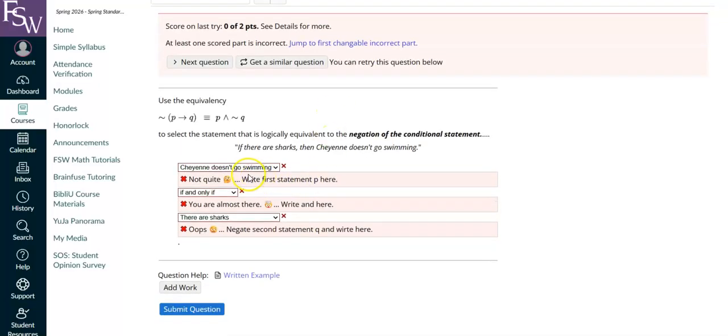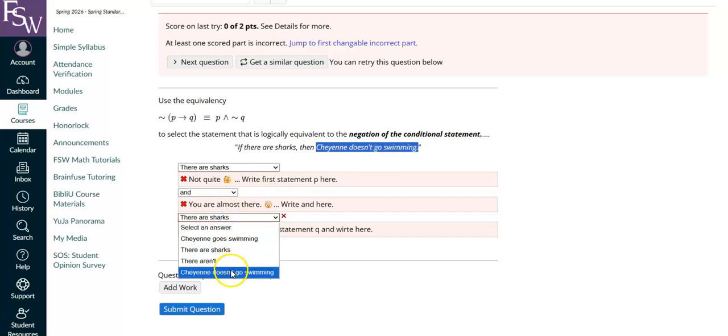For example, it says here you write the first statement. The first statement is there are sharks, so you have to pick that. And here you write "and", so you put "and" here. And the third option says negate the second statement Q. The second statement is Cheney does not go swimming. Negate simply means Cheney goes swimming, and you submit the question.